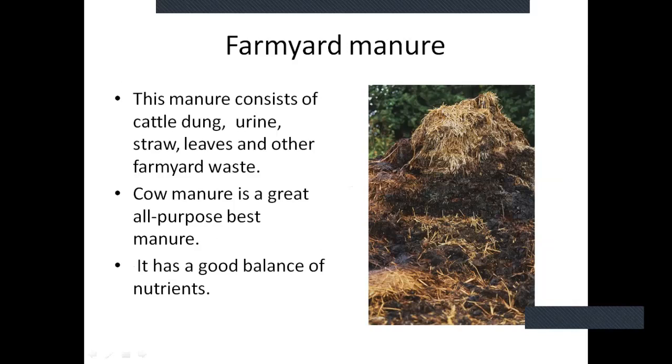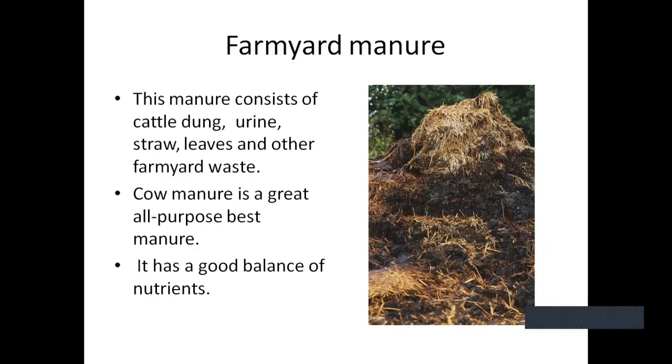Let's see the next one, that is farmyard manure. The name itself suggests what it might be. Whatever the farmer gets in the farm, in his field, that is called farmyard manure. For example, in the farm he uses his cattle, right? And the cattle dung is there, so that can be considered as a manure for the particular soil.